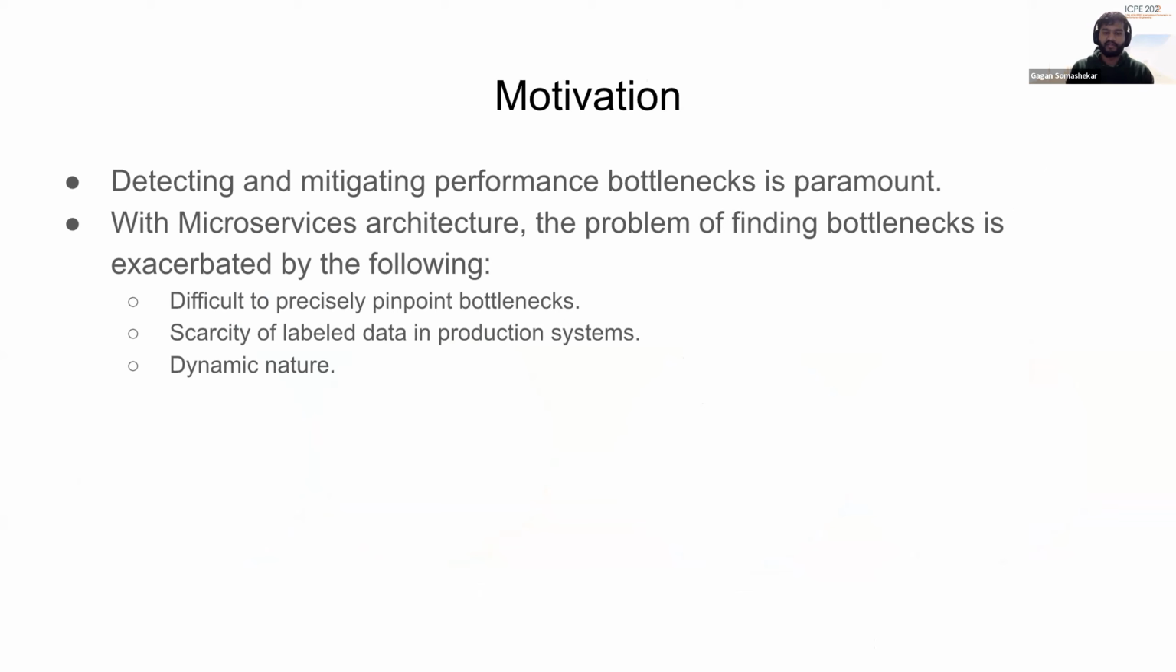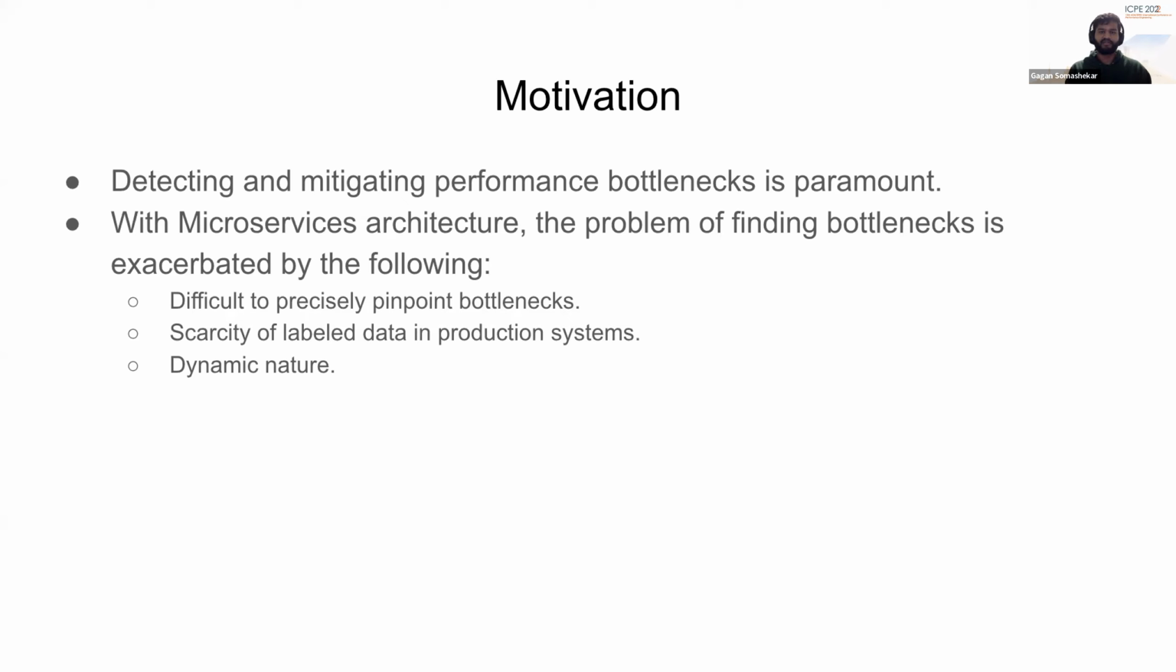With microservices architecture, the problem of finding bottlenecks is exacerbated by the following. Due to the complex interactions that exist between microservices in an application, it is difficult to precisely pinpoint which are the bottlenecks. Data-driven approaches have shown promise, but it is difficult to employ them as there is scarcity of labeled data in production systems.